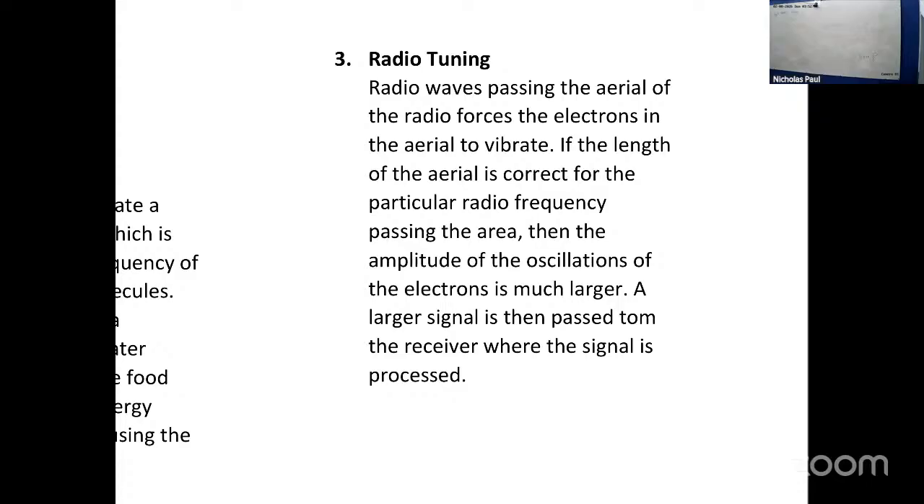Radio tuning: a radio wave passing the aerial forces the electrons in the aerial to vibrate. If the length of the aerial is correct for the particular radio frequency passing the aerial, then the amplitude of the oscillations of the electrons is much larger. A larger signal is then passed to the receiver where the signal is processed.